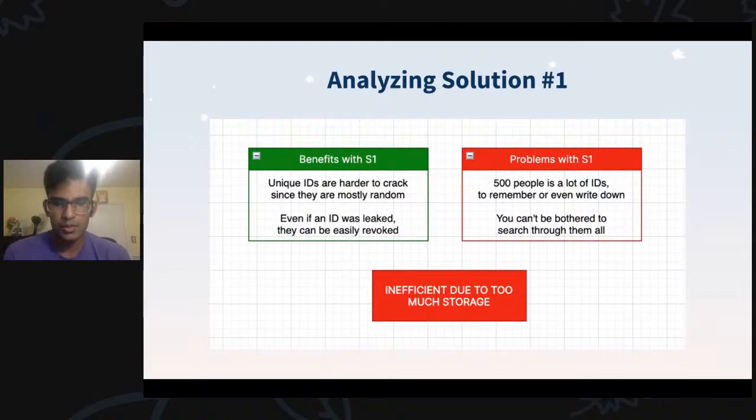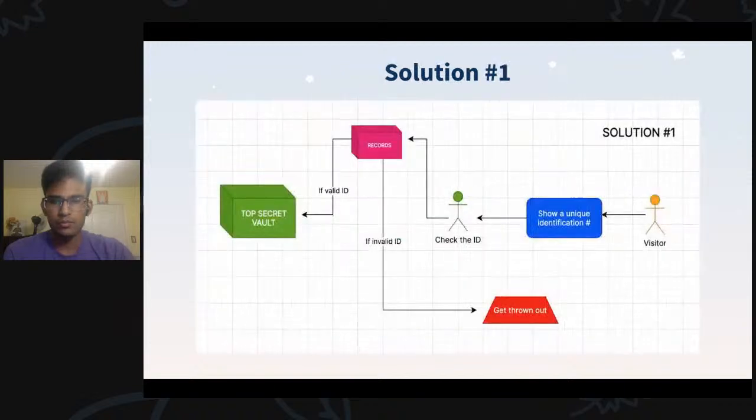Now, if we look at the problems, you might have already guessed this, but it's basically inefficiency. That's the main problem. We have 500 people, and that is a lot of IDs to remember or even write down. So 500 records, 500 pieces of paper within an actual box. Imagine trying to take those 500 pieces of paper and look through every single one of them whenever a visitor comes in. Let's estimate that 20 visitors come in every single day. That means you're going to have to check 500 IDs 20 different times. And that is a long, time-taking, and very inefficient process.